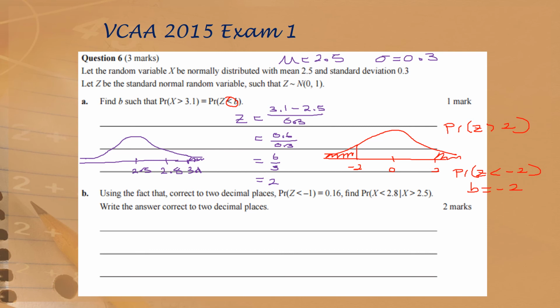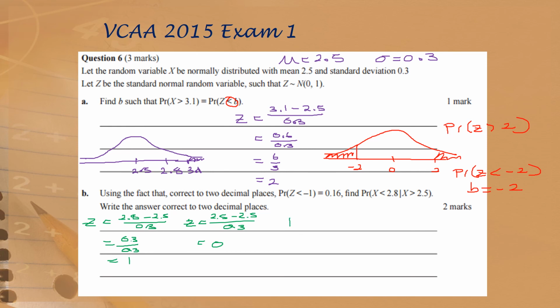So if I'm converting each of these, z is going to be equal to 2.8 minus the mean divided by the standard deviation. So 2.8 minus 2.5 is 0.3. 0.3 divided by 0.3 is 1. And the second one there, z equals 2.5. Well, this one is going to just give me 0. 2.5 minus 2.5 divided by 0.3, that's just going to be 0.